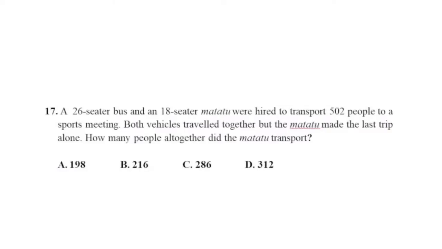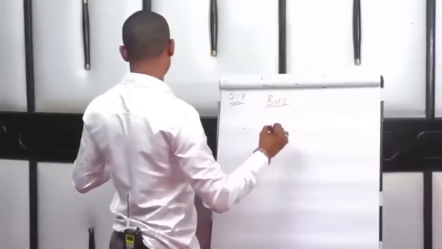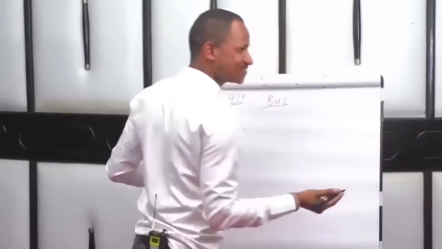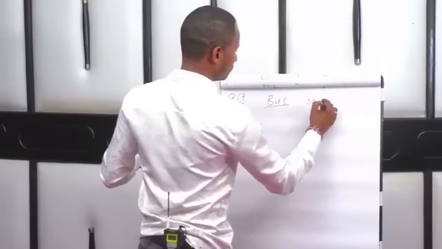A 26-seater bus and an 18-seater matatu were hired to transport 502 people to a sports meeting. Both vehicles traveled together, but the matatu made the last trip alone. How many people altogether did the matatu transport? First of all, we have a bus. This is a nganya. Or this has not yet reached the level of a nganya. It is 26, yes? That one is lower. And then we have a matatu.